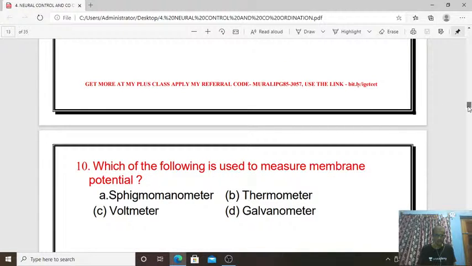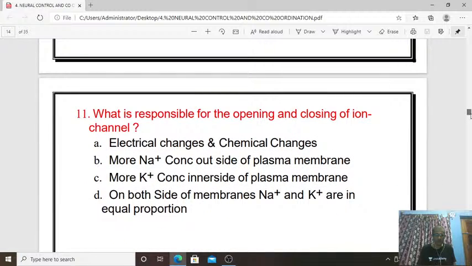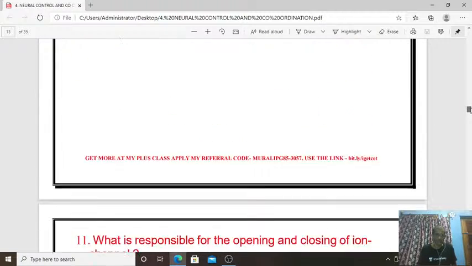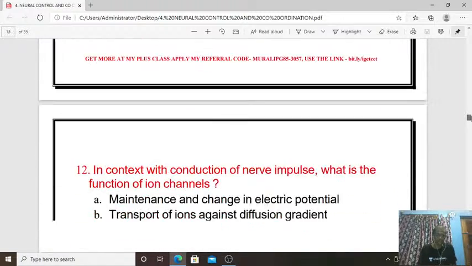For the 10th question, voltmeter. For the 11th question I said A, electrical changes and chemical changes. What is responsible for the opening and closing of ion channel? That is electrical changes and chemical changes, not C, it is A. For the 10th question it is C, voltmeter. Okay, now let us move on to the next question.